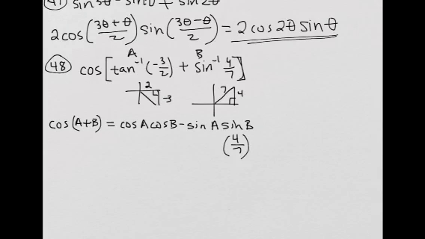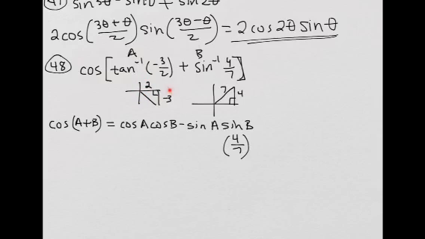Alright, so for 48, I've set it up already for you. So this was asked, right? This is the question. Remember, this represents one angle and this represents another angle, because tangent inverse of a ratio is an angle. Sine inverse of a ratio is another angle. So I'm just calling it A and B. So here's angle A.